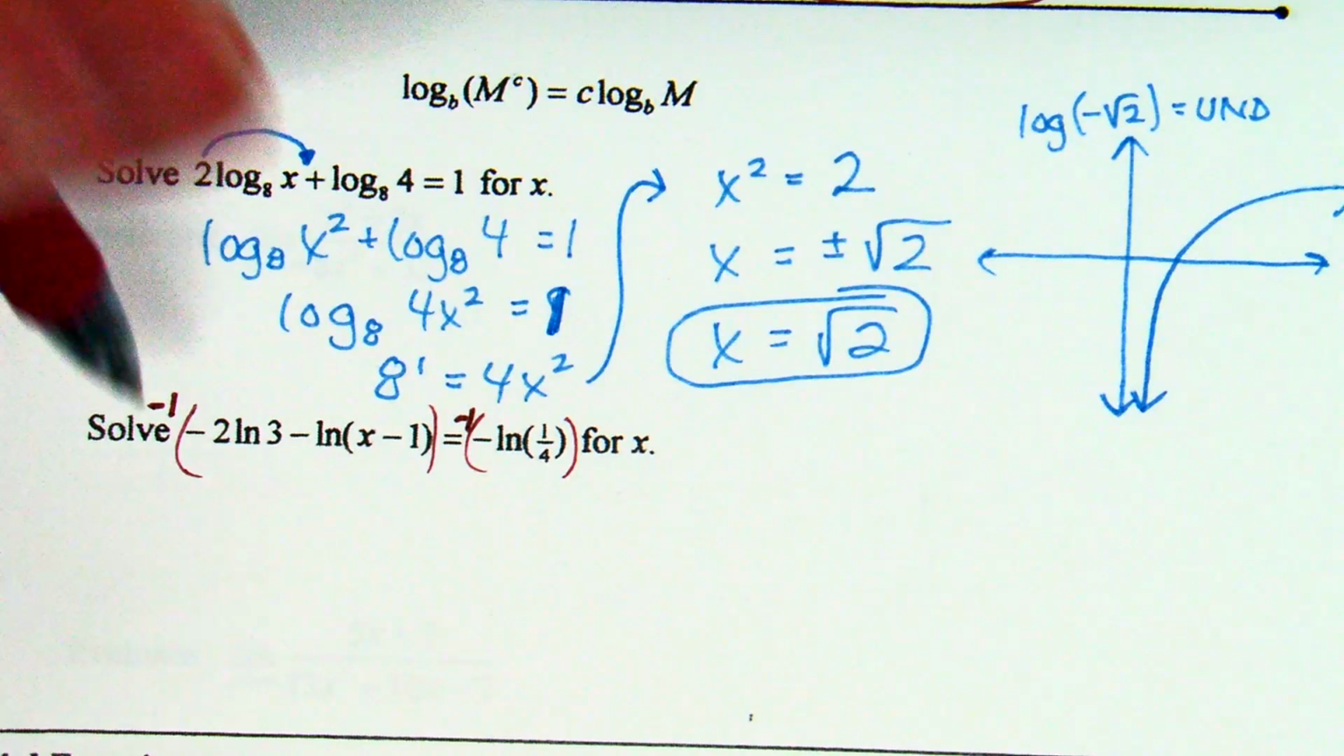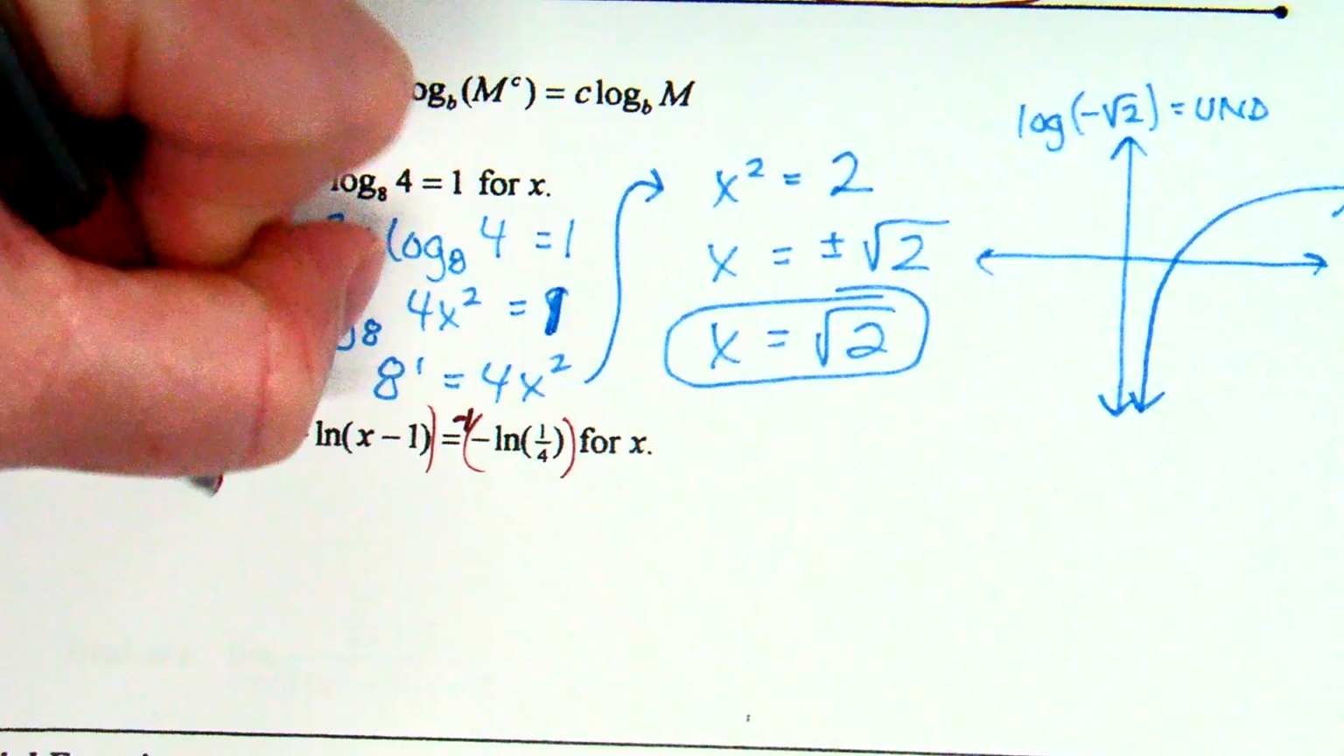So now I have positive 2 natural log of 3 plus the natural log of x minus 1. It's still an x minus 1 inside that, right? And then equals the positive natural log of 1/4. Okay, now what? Bring the 2 to the power. So then it becomes natural log of 3 squared, plus natural log of x minus 1 equals natural log of 1/4.